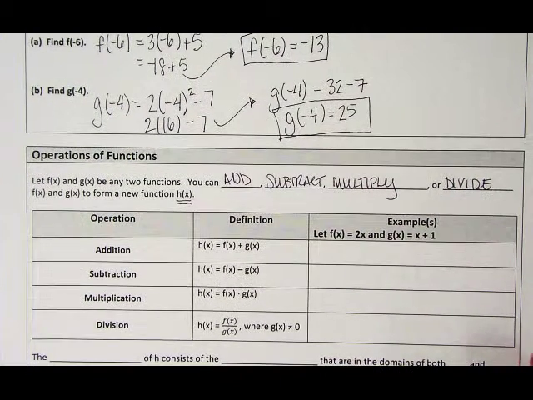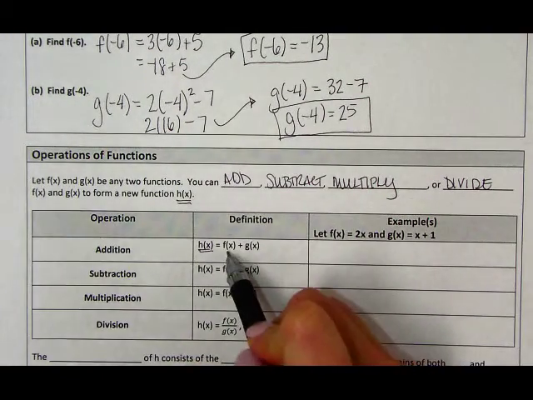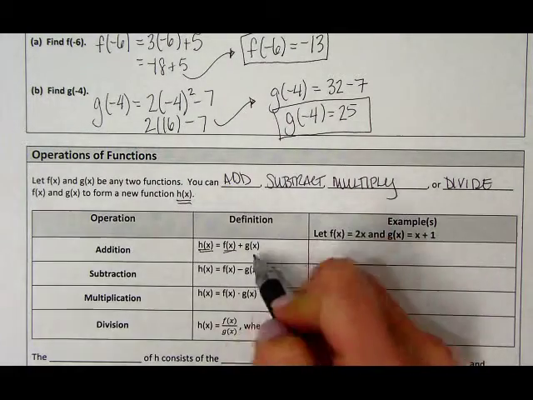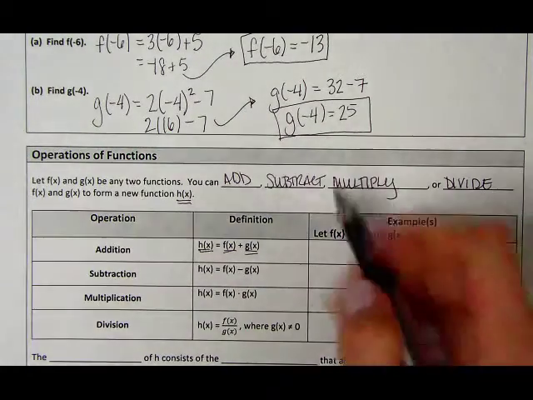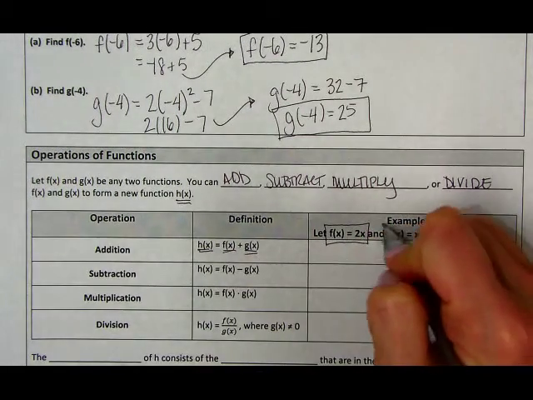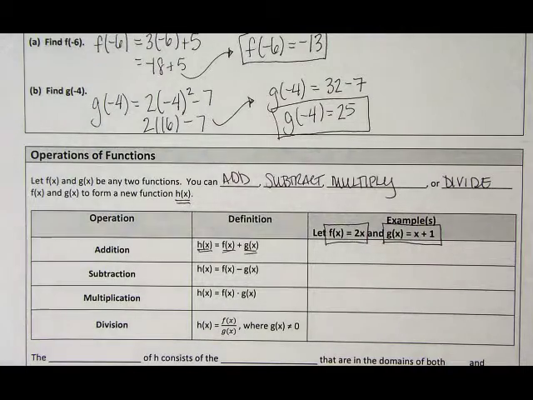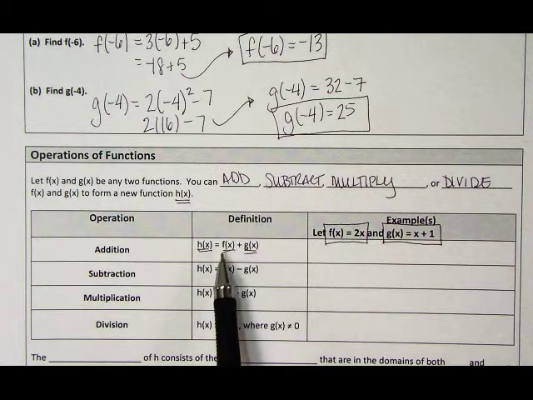So let's look at a couple examples. If I'm looking at addition, my new function h of x is equal to my first function, which is f of x, plus my second function g of x. If my first function f of x is 2x and g of x is x plus 1, I'm going to fill these pieces of information in for my two functions that are given here.